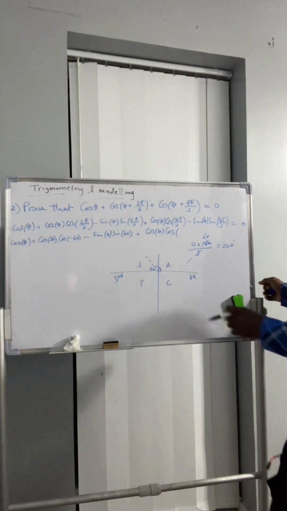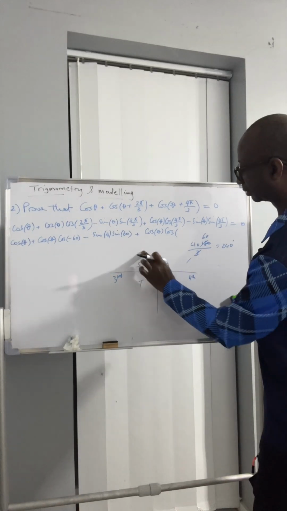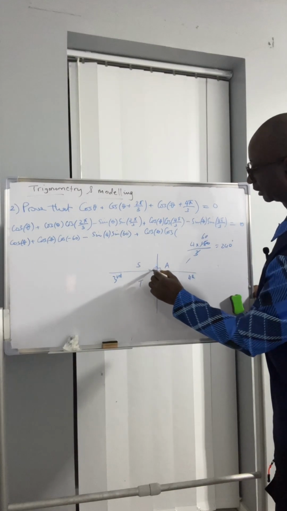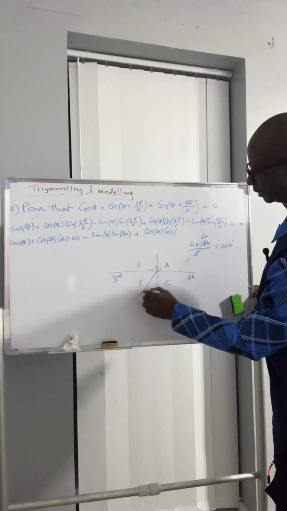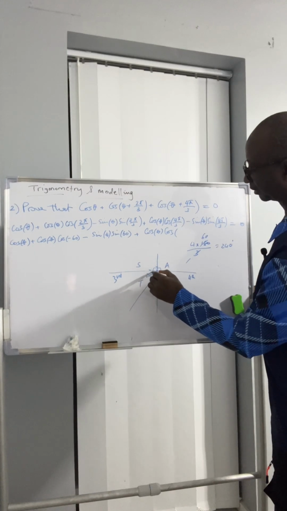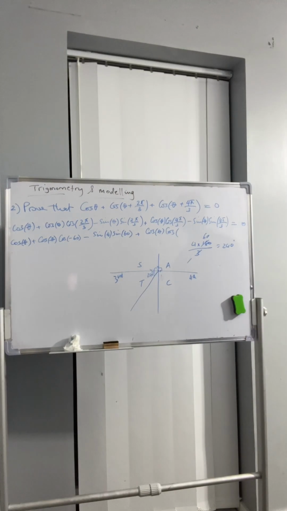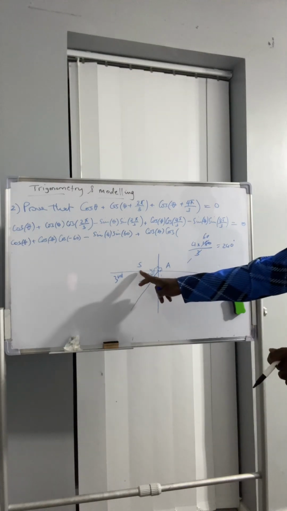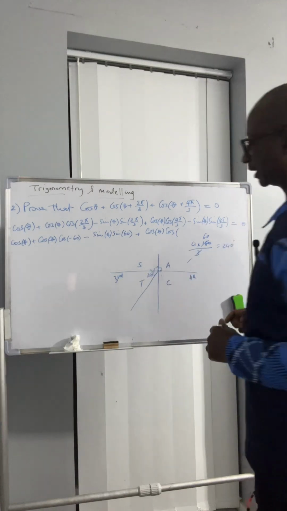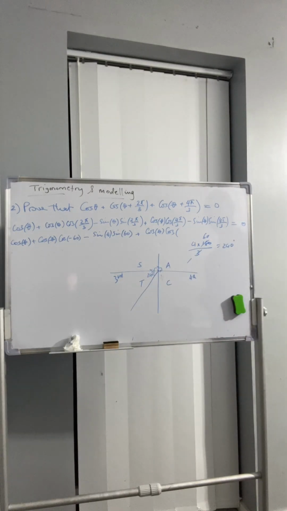And 240 degrees, start from here. This is 180, 240 is here. This is 240 degrees. It's between 180 and 270. So we look into the nearest angle here, which is 180.